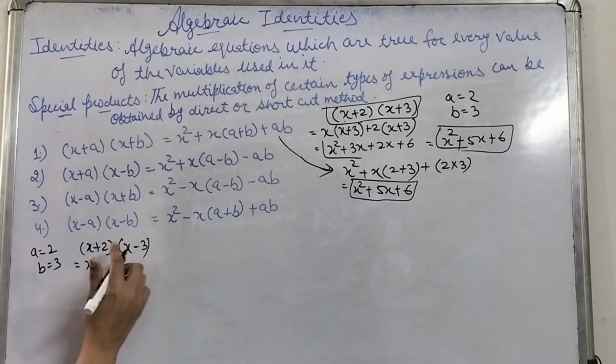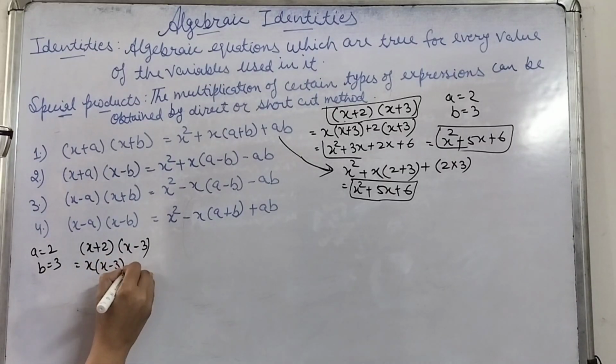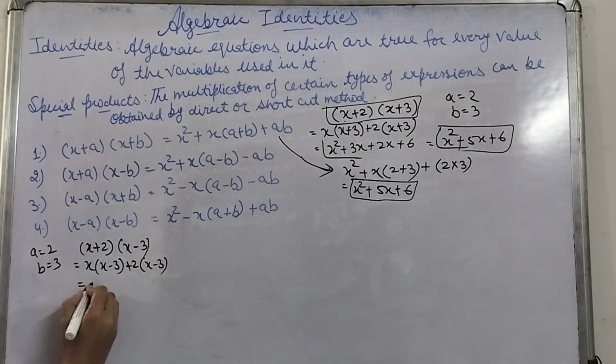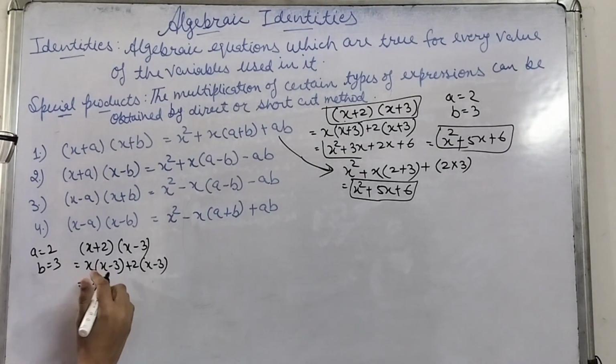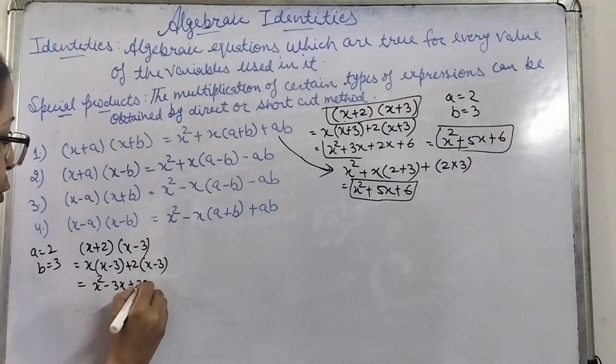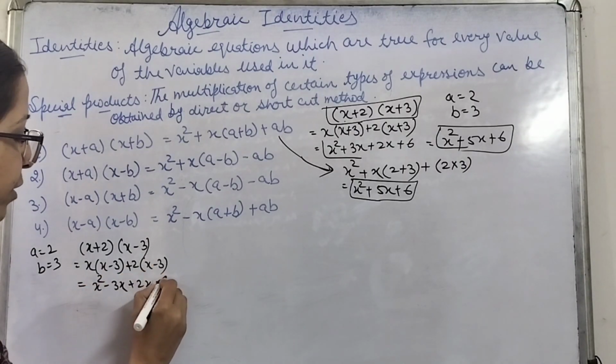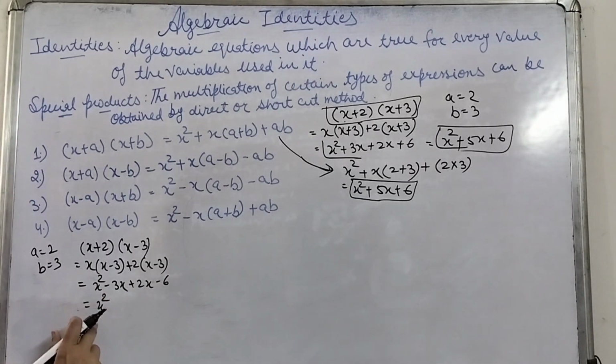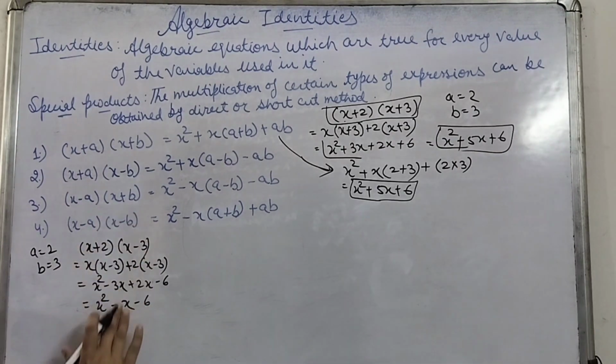x will be multiplied by x minus 3 and then plus 2 will be multiplied by x minus 3. x multiplied by x will be x square, x multiplied by minus 3 will be minus 3x, 2 multiplied by x will be 2x, and 2 multiplied by minus 3 will be minus 6. Now, if we solve it further, x square as it is, minus 3x plus 2x, minus 3 plus 2 will be minus x, minus 6. This is the product of these two expressions.